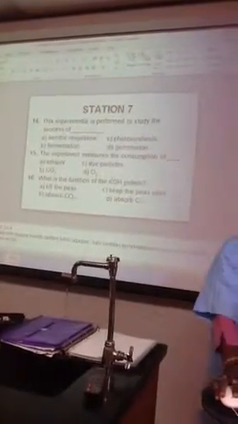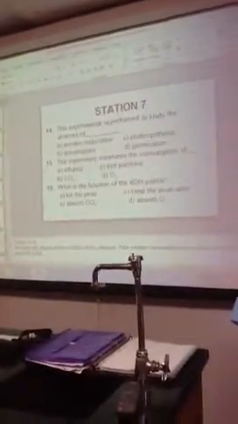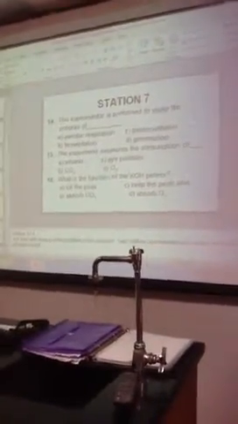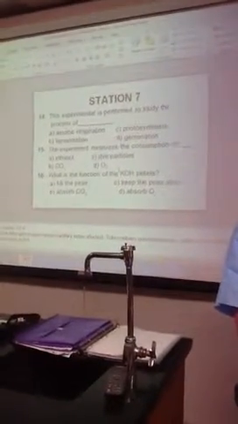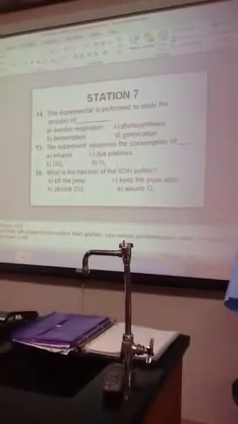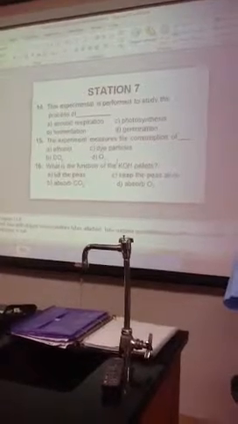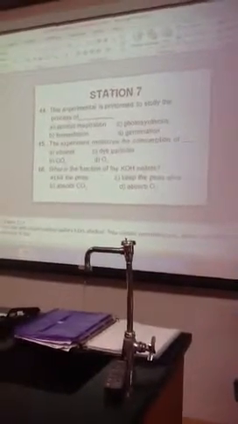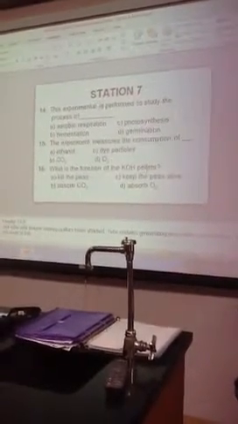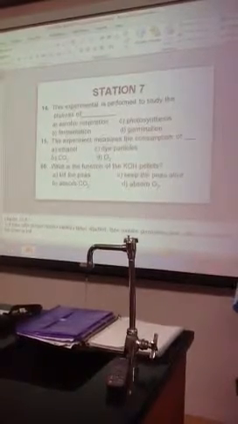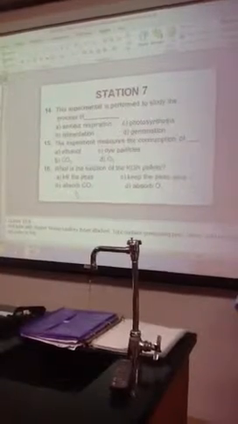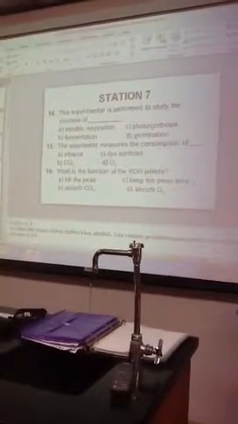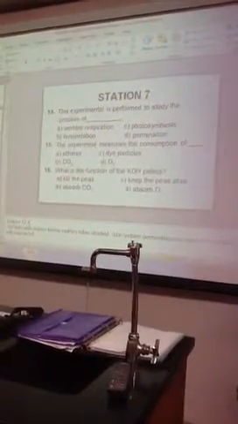You did your KOH, right? What experiment was that? The peas. Respiration in peas, right? KOH was for what? What was the purpose of the KOH? To absorb the excess CO2. Okay?